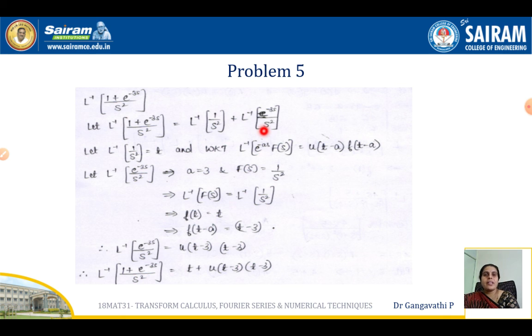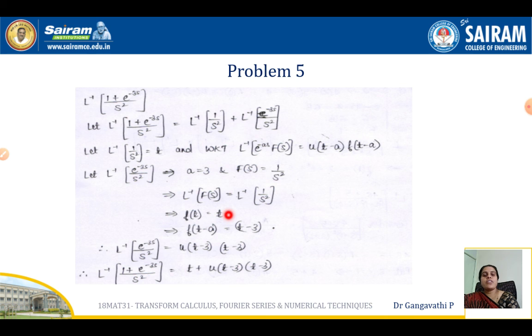Try to recall your definition of a unit step function, Laplace transform of which, and this is the property that you need to remember. It is L inverse of e power minus as into f of s results in u of t minus a into f of t minus a. So f of s here in the given problem is 1 by s square, and L inverse of f of s gives us f of t, and that is t.